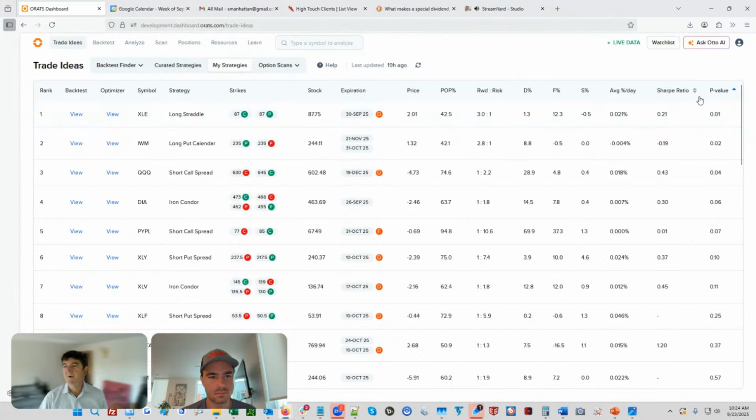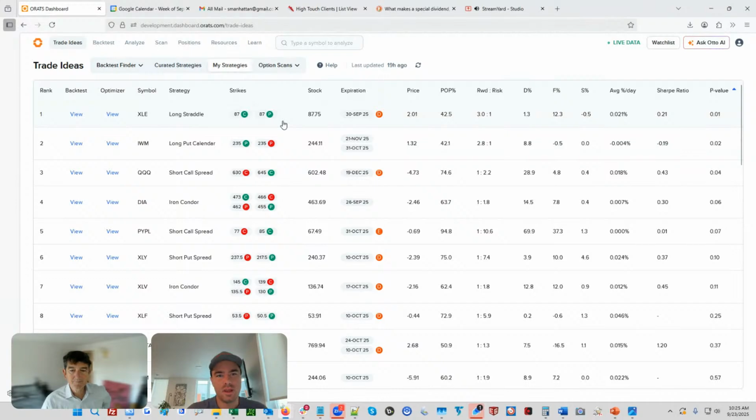So, Tyler talked about p-values. You could ask Otto about that, and explain any one of these column headers. Otto can help. So now I've gone from curated to my strategies. Curated, we send out to everybody. My strategies are the ones that you save, that I've gone in and made these optimizers and saved the strategies, and again, they will only pop up here when all the constraints are met. So that's how that works, Tyler.